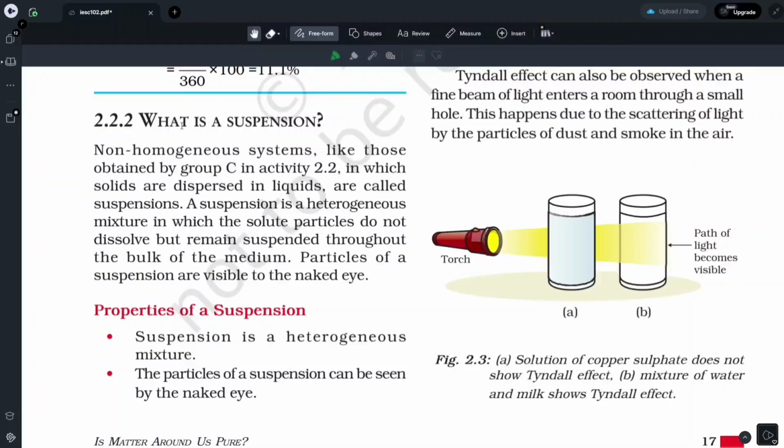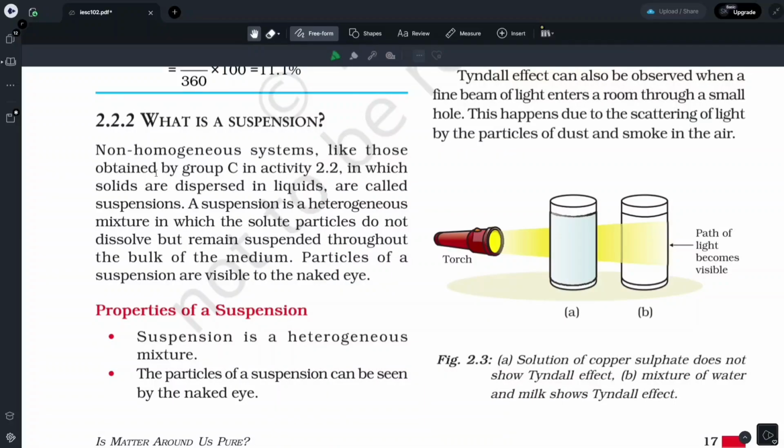Okay, let's move to what is a suspension. Non-homogeneous systems like those obtained by Group C in Activity 2.2, in which solids are dispersed in liquid, are called suspensions. A suspension is a heterogeneous mixture in which the solute particles do not dissolve but remain suspended throughout the bulk of the medium. Particles of a suspension are visible to the naked eye.